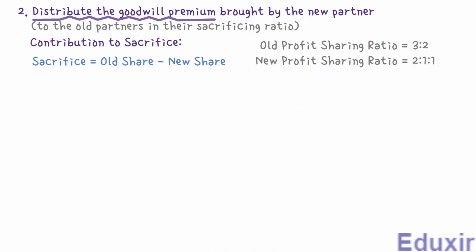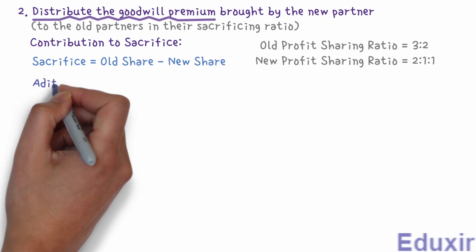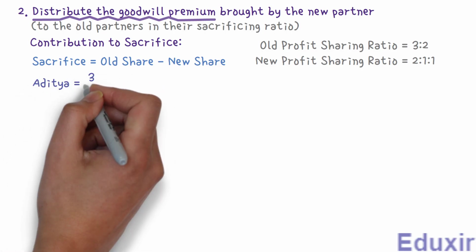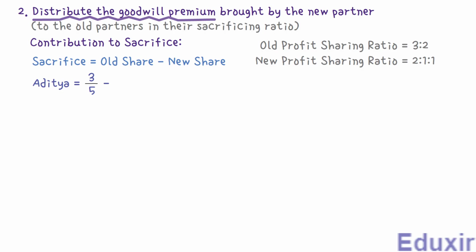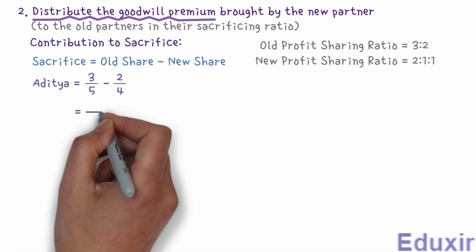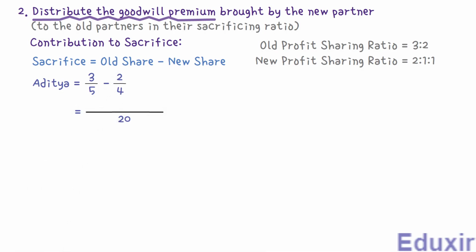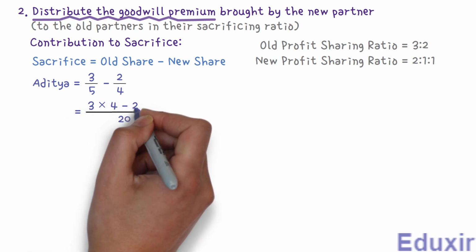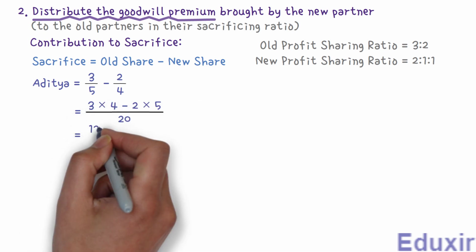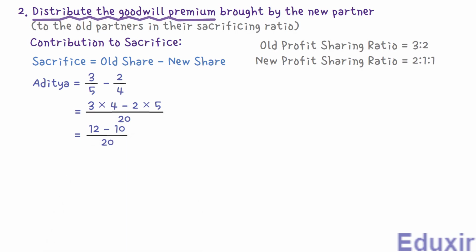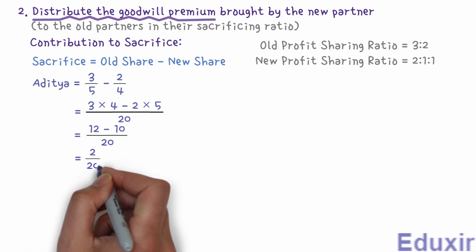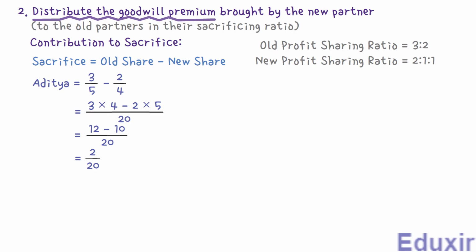Now the sacrifice made by the old partner Aditya is equal to his old share value 3 upon 5 minus his new share value 2 upon 4. Considering 20 as LCM, the numerator will have 3 4s are minus 2 5s are. This is equal to 12 minus 10 whole upon 20. This is equal to 2 upon 20. Let's not simplify this further. Let's leave it as it is. Having the denominator as 20 will help us with cancellation while calculating the sacrificing ratio.